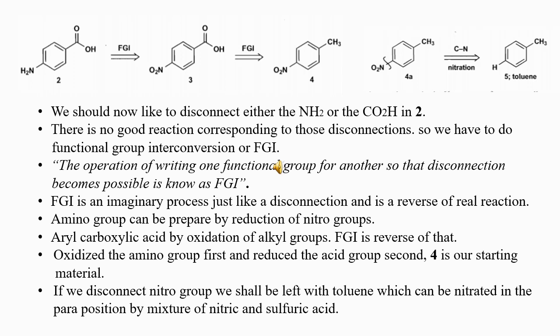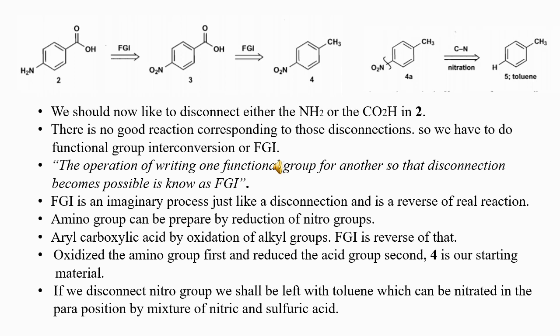So when we apply FGI, structure 3 will be there. Like we say that the amino group can be produced from the reduction of nitro. Now, if you look at structure number 3, it has a carboxylic group along with the nitro group. So the carboxylic group is not a good disconnection. If it is disconnected from the benzene ring, we cannot directly generate that carboxylic acid group.